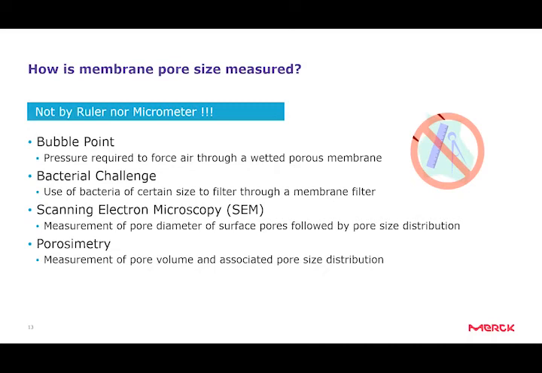So how do we measure the pore sizes of these membranes? Typically, pore size of a membrane is measured by an indirect technique called bubble point, which is essentially the pressure that is required to force air through the wetted porous membrane. The way this test is carried out is the membrane is wetted with a liquid and held in a holder. On one side, you have liquid, for example water, and on the other side, you would have air, which is now pressed against this wetted membrane.